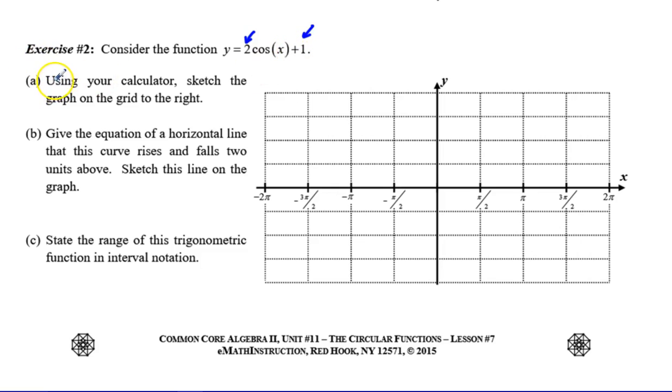Now here it says using your calculator. Hey, that is for people that don't know what they're doing. The first thing I'm going to have us do is first shift our whole x-axis up 1 unit. So if you see that +1, that means our midline is shifted from the x-axis up 1 unit. So you can go ahead and just dot in that midline right here.